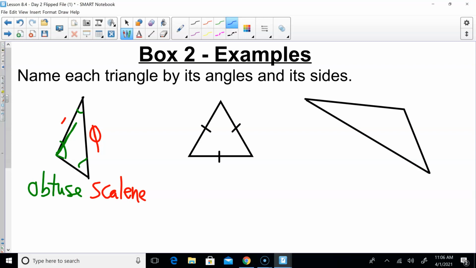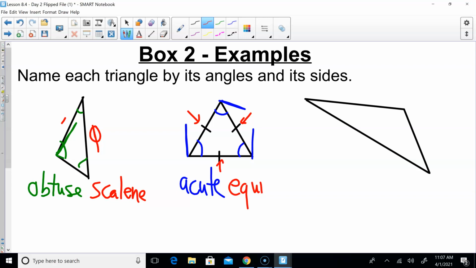Excellent. Let's see what we can do with this one right here. These look really nice if they could all be like that, huh? If I think about these lines right here to make a right, and this one to make a right, none of them are right, so it looks like it is an acute. And I see the 3 tick marks right here, boom, boom, and boom. So that tells me it is an acute equilateral.